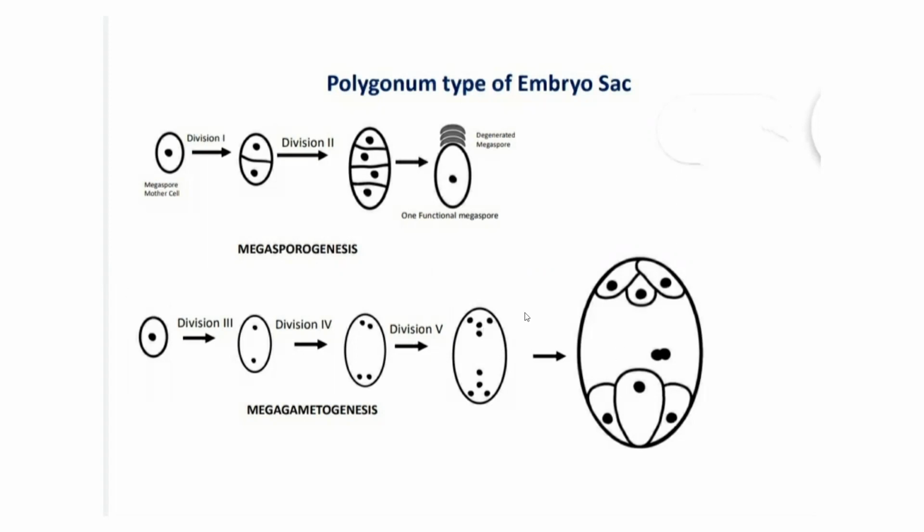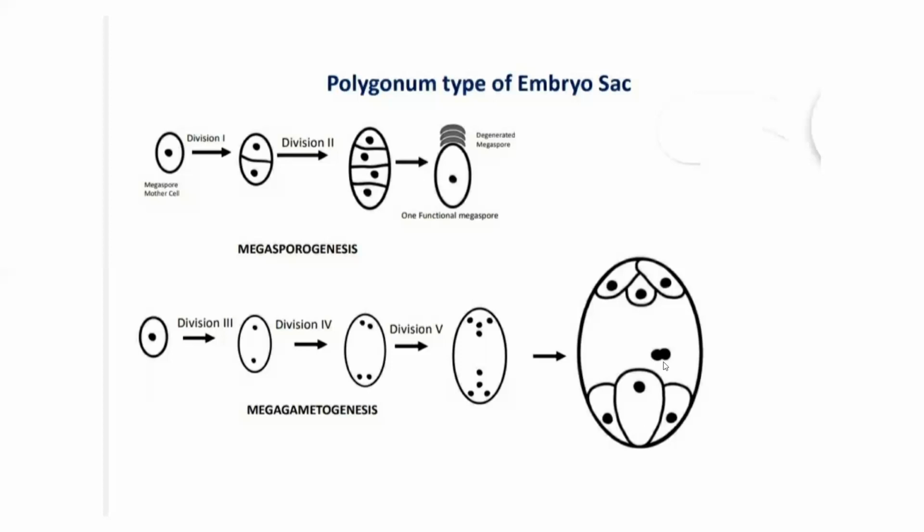So this four, this four. The three at the chalazal end are treated as antipodal cells, and one will come to the center. Below it, this is the egg apparatus, and in the egg apparatus the egg is located at the center, surrounded by the two synergids. This is the synergid, this is the egg cell.